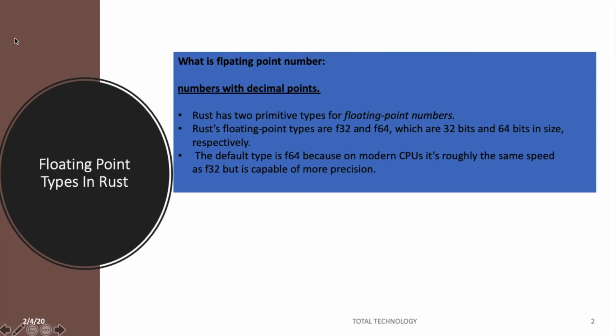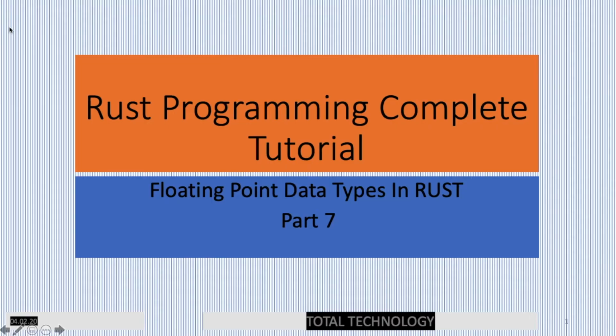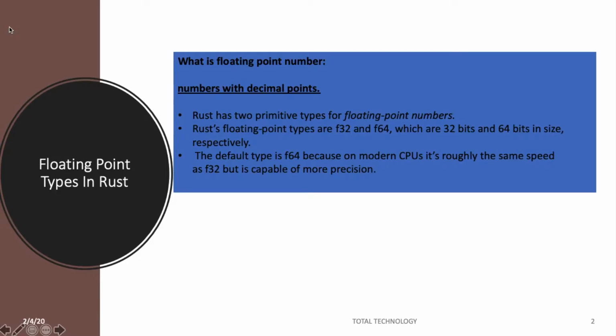So what is a floating point number? A number with decimal points is known as a floating point number. You all are familiar with this, right? So 5.9 or 5.90 is a floating point number. Only 5 is not a floating point number, it's a whole number or integer. 5.20 is a floating point number. A number which has a decimal part is known as a floating point number.